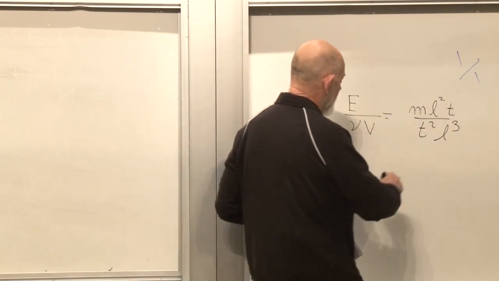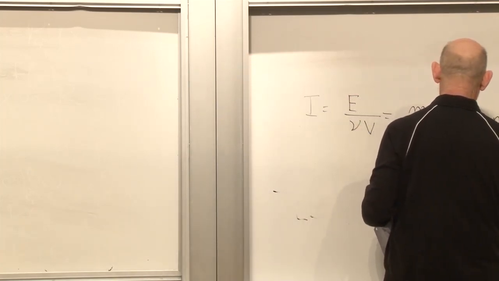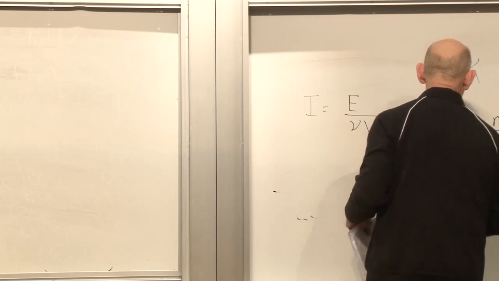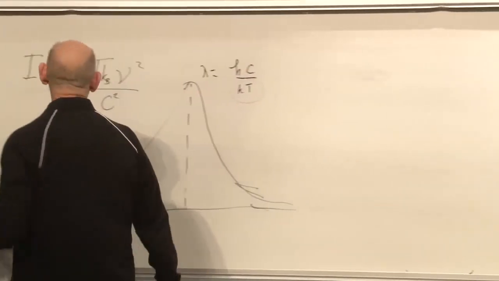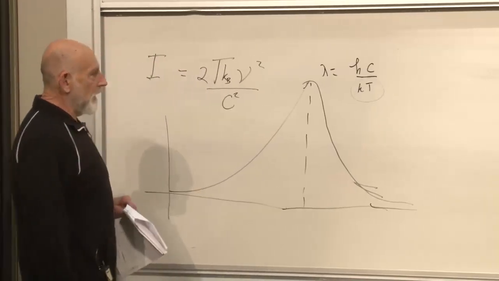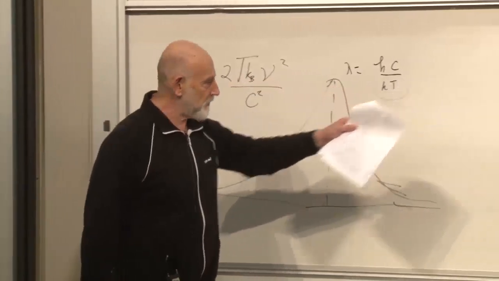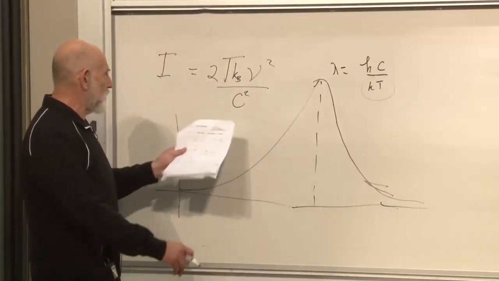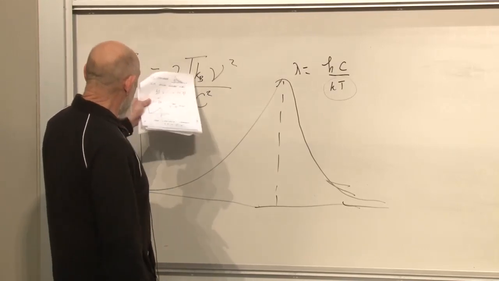All right, so let's see what we get. That's mass divided by length times time. Now we have to go over to the right-hand side. I probably made a mistake in substituting for the energy there since the energy already appears on this side, but let's do it anyway. That's the units of intensity.